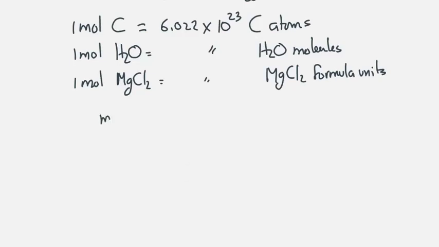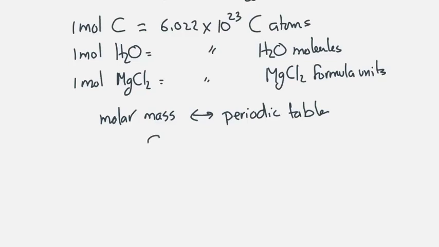So what is molar mass? Molar mass is the mass of 1 mole of things. So if I see it here, for 1 mole of carbon, it's not the same as 1 mole of water. It's not the same as 1 mole of MgCl2. Just like a dozen: a dozen cars, its mass is not the same as a dozen pens. So how do we get the molar mass? You can get it directly from the periodic table.